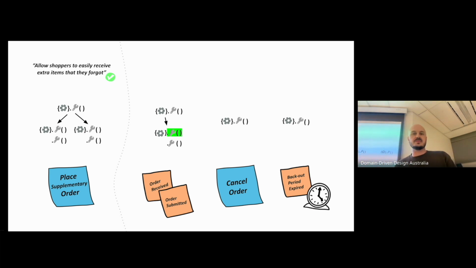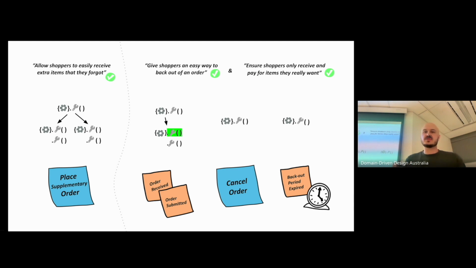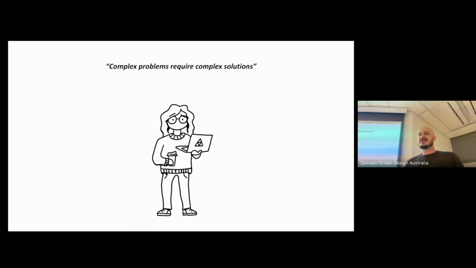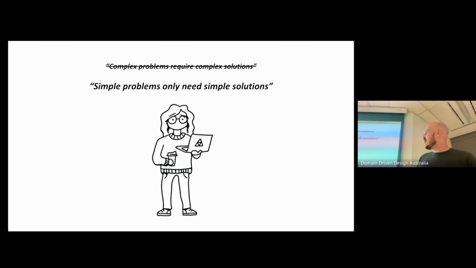And both those two come together to satisfy the goals of give shoppers an easy way to back out of an order and to ensure shoppers only receive and pay for items they really want. And again, without diving into the code, it's fair to say that each of these is a bit more single purpose and a bit less complex than what we had before. And this is where, if we revisit our old truisms of complex problems require complex solutions, I would argue we can now benefit from the other side of that same coin of simple problems only need simple solutions.